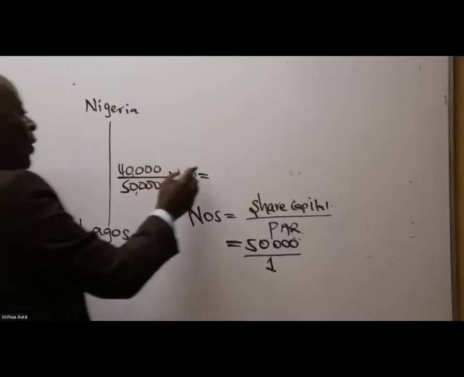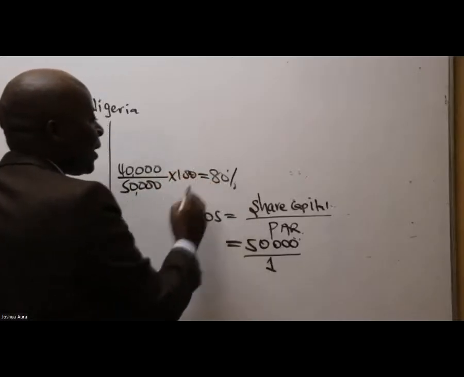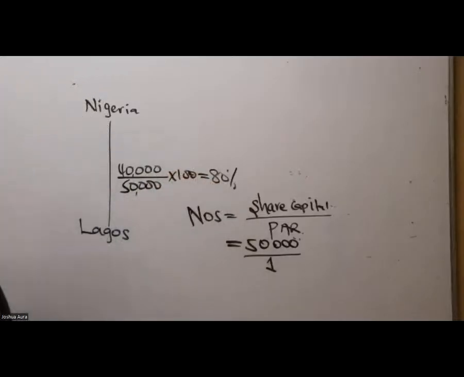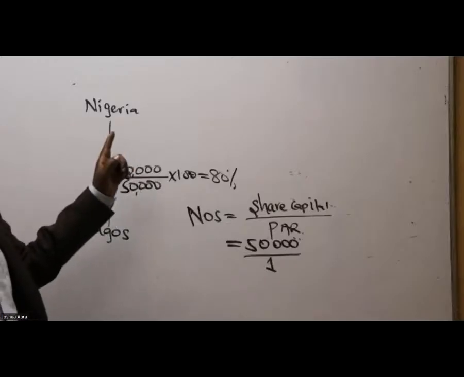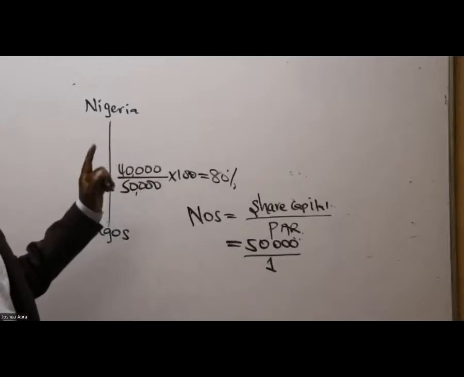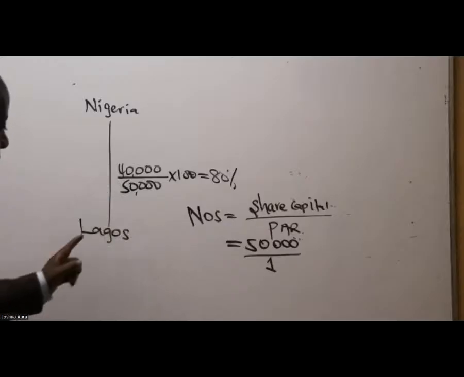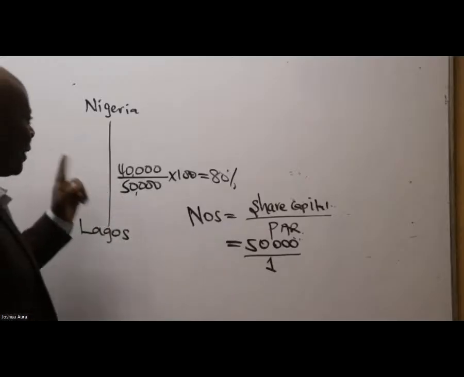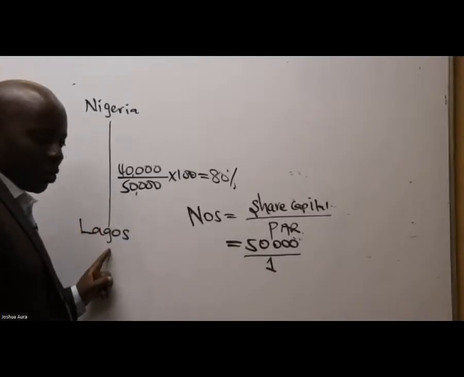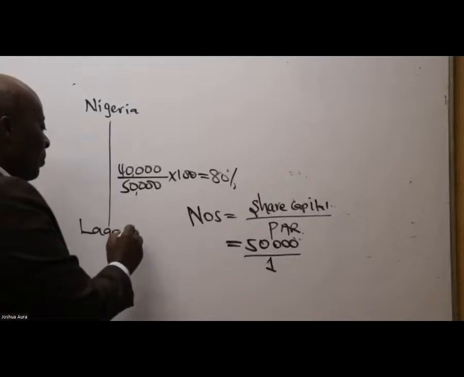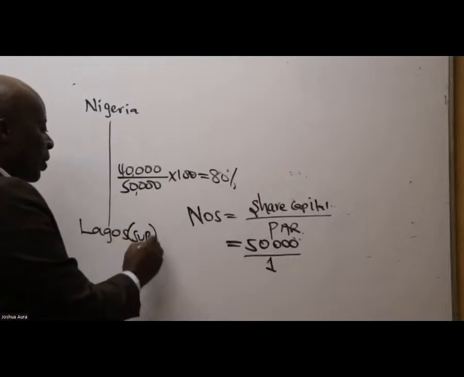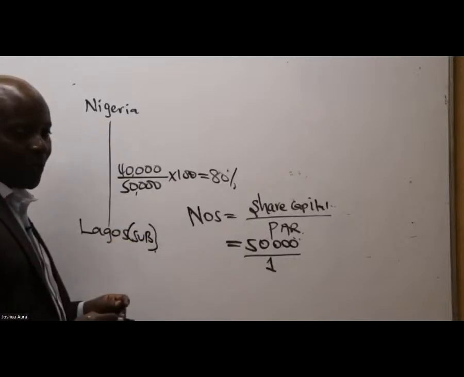So what do you think of 80%? Don't you think 80% is way too high? Automatically, that means control. It means that Nigeria is controlling Lagos, so Lagos automatically becomes our subsidiary.